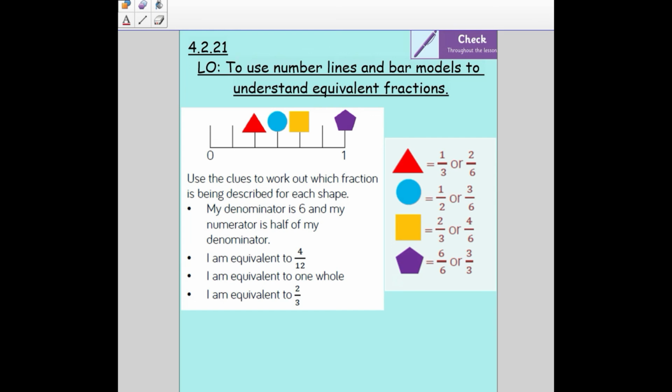It says I'm equivalent to 1 whole. 1 whole, you can see there's 1 on the number line there, so 1 whole is the pentagon. You could also say that that's 6 sixths. And then let's have a look at the final clue. It says I'm equivalent to 2 thirds. Now, if we were to make the number line into thirds, then you could see that 1 third is the triangle and 2 thirds is the square.